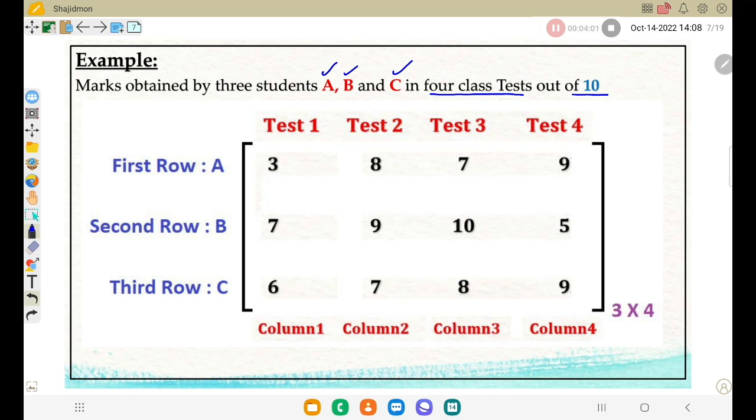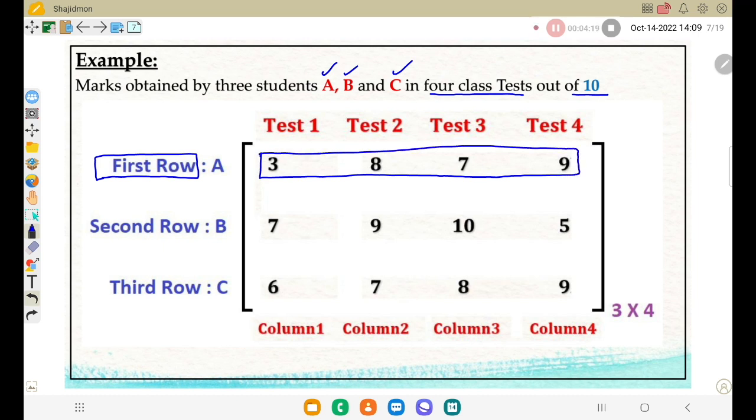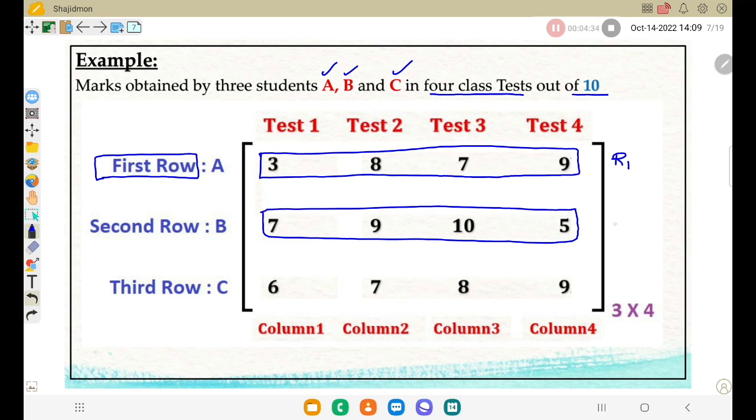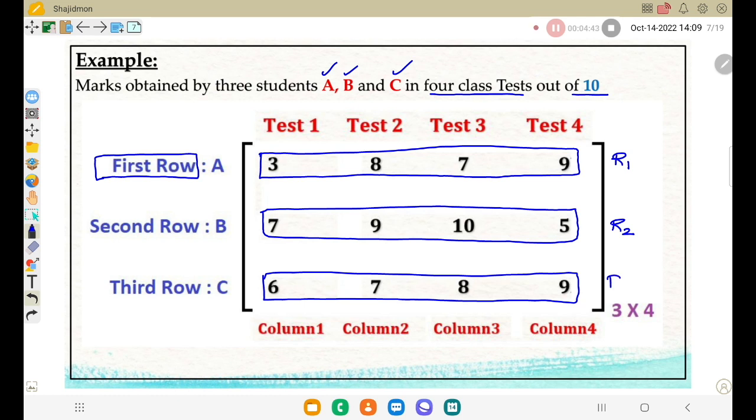You can see the first row represents the first student's marks, that is A. In test 1 he got 3 marks, in test 2 he got 8 marks, test 3 7 marks, and test 4 9 marks. This is the first row, correct? We can say R1, first row. In the same way, the second row is the second student's marks: test 1 he got 7, test 2 9, test 3 10, and test 4 5, correct? So this is the second row. And the third row is the third student's marks for these 4 class tests, R3, row number 3.